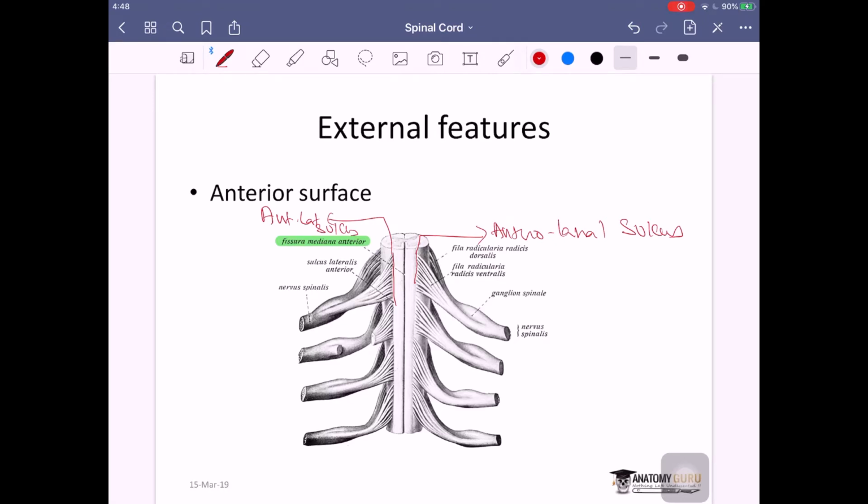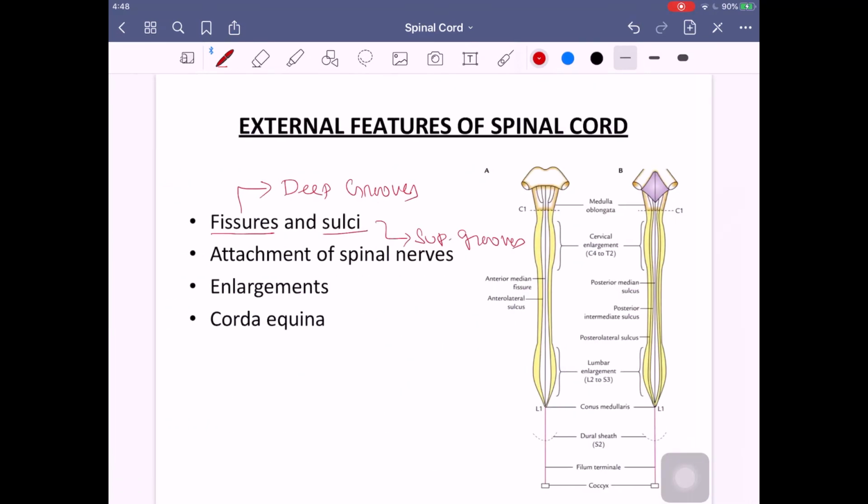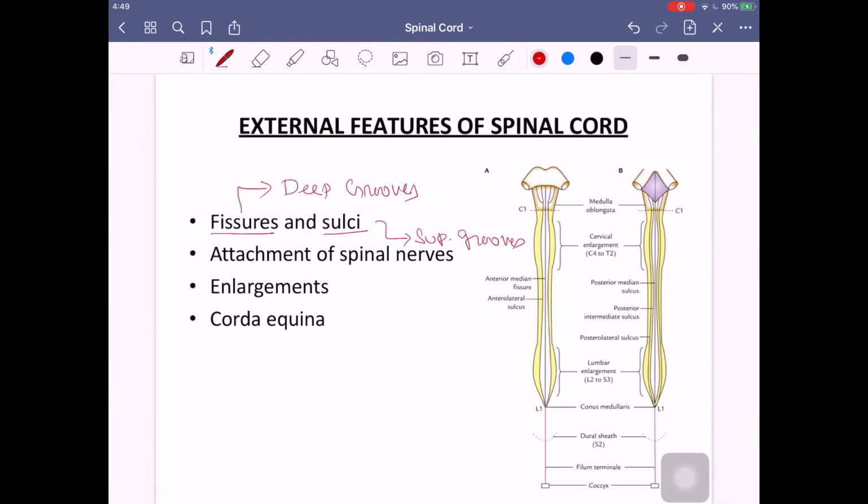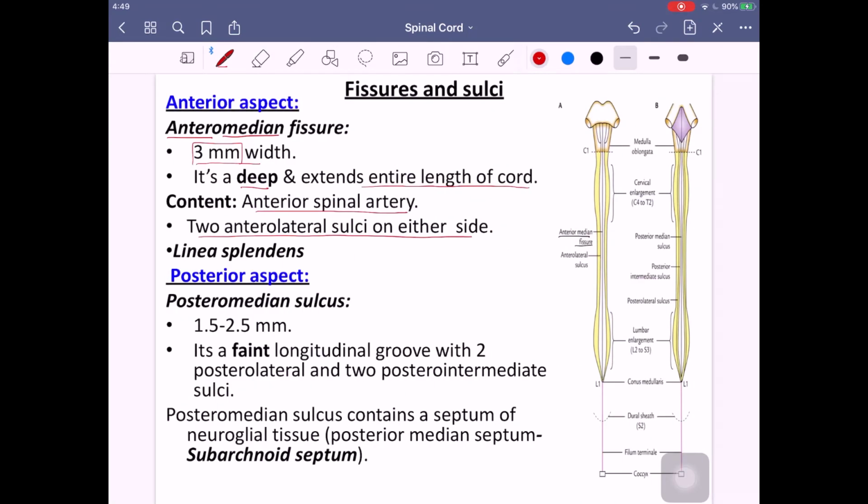In the anteromedian, which is in the center, we have the spinal artery. If I have to show it in this picture, this is the anteromedian, and the anterior spinal artery is located within it. This one is showing one side anterolateral, and there will be a similar anterolateral sulcus on this side.